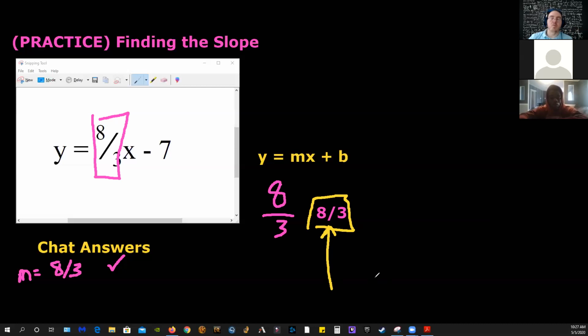So we're being asked to compare two things. They said, hey, which one has the greater rate of change? Which one has the greater slope? There it is, right there.